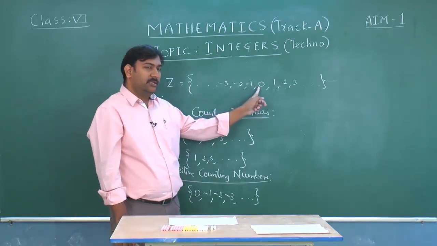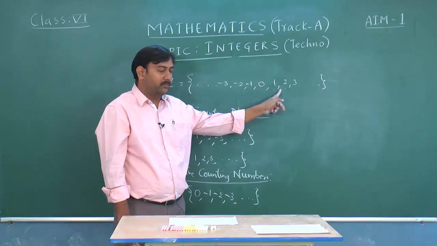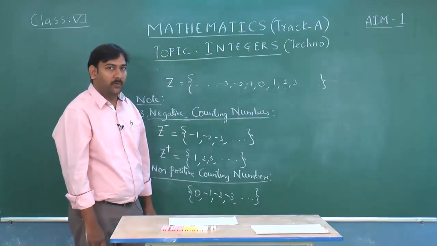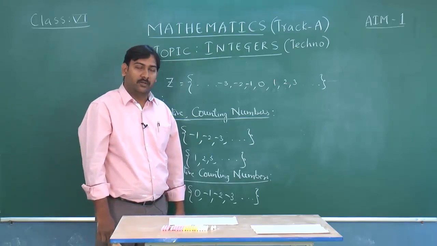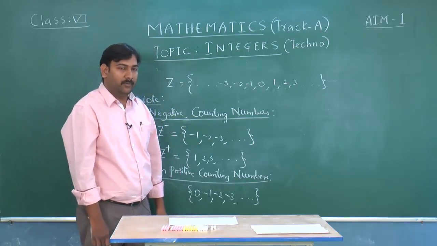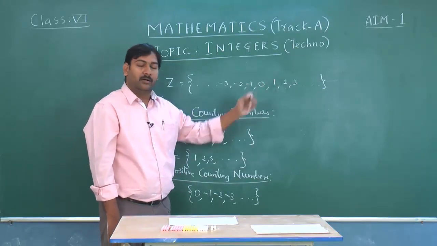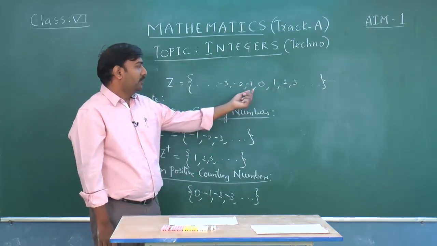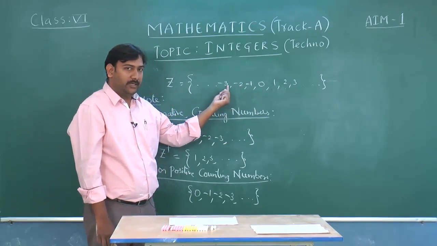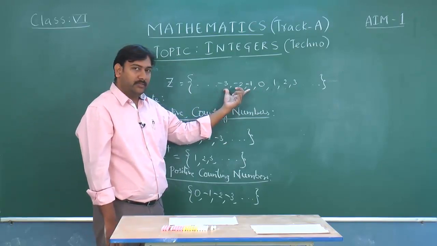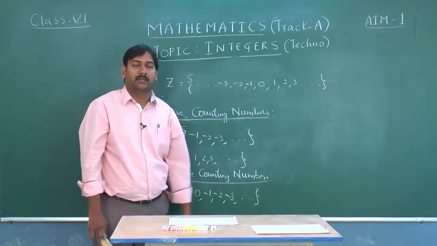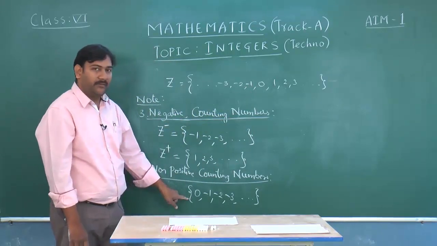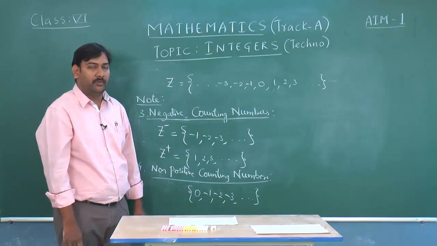And when we include 0 into the set of positive counting numbers, so 0, 1, 2, 3 and so on, they are called the set of whole numbers, or we can also call them the non-negative counting numbers, indicated by W. In case you are including 0 with -1, -2, -3, that is the negative counting numbers including 0, we call them non-positive counting numbers, and we do not have any notation for non-positive counting numbers.